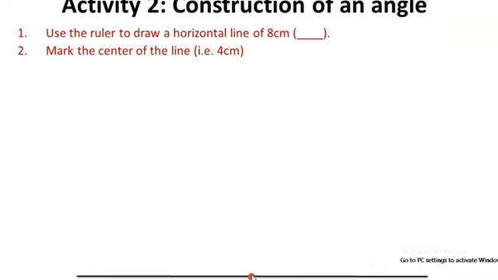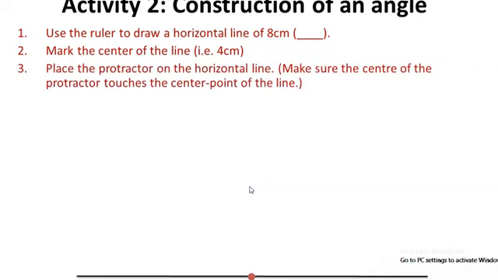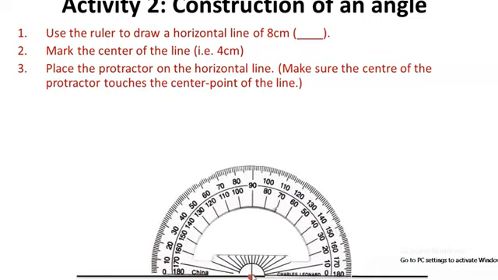Just a dot. Now, what's the next step? Step 3: place the protractor on the horizontal line. Make sure the center of the protractor touches the center point of the line. You can see that. Exactly, it lies on the center of the horizontal line.